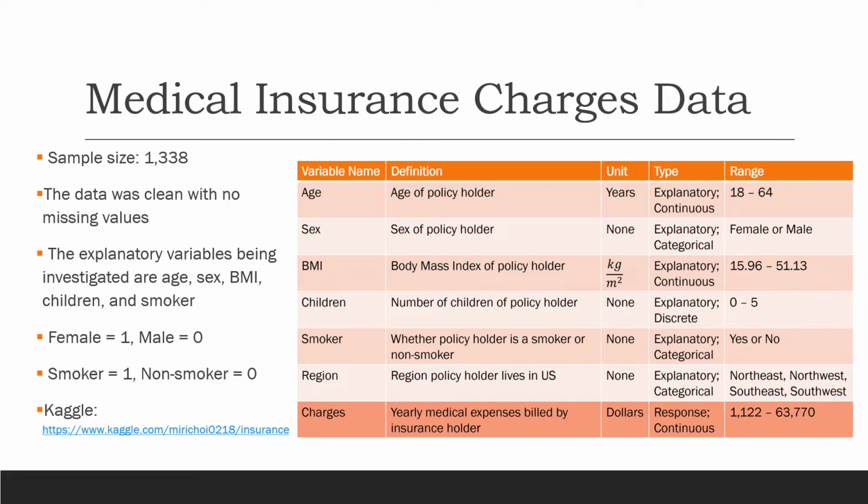The explanatory variables being investigated in this project are age, sex, BMI, children, and smoker. With my background in biomedical engineering, these variables seemed most interesting to investigate. For the rest of the project, sex will be referred to as female because the variable was set to 1 for female and 0 for male, and smoker was also set to 1 for those who smoke and 0 for non-smokers.